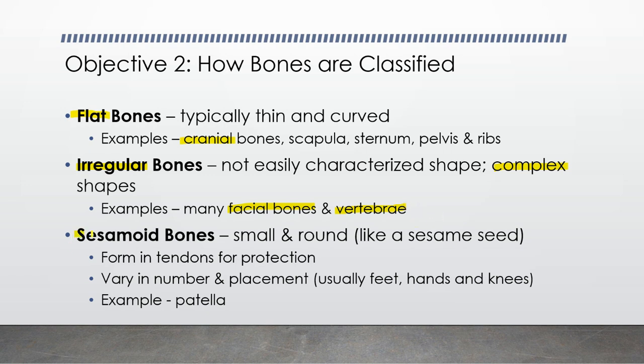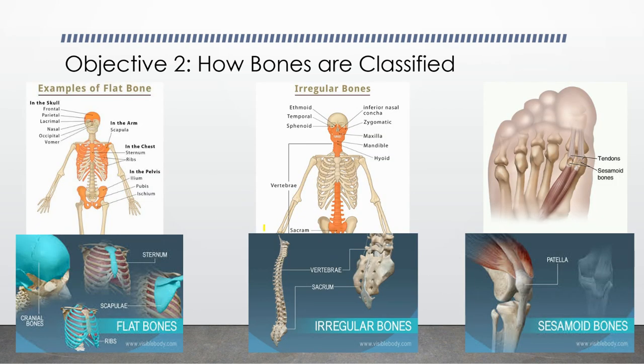And then you have your sesamoid bones, and they're named because they're kind of like a sesame seed. They're very small and round. They're going to form in your tendons, and the only one that we all have in common is the patella, because they form based on stress and where they're needed. They're typically going to be in the feet, hands, and knees, but for the most part, it's going to vary from person to person. Here you see some examples of your flat bones, examples of your irregular bones, and then some examples of your sesamoid bones.